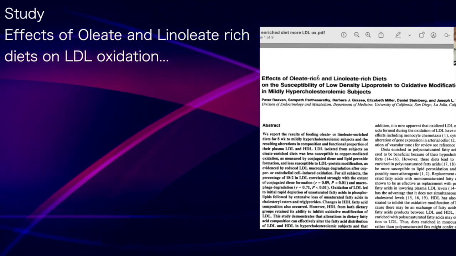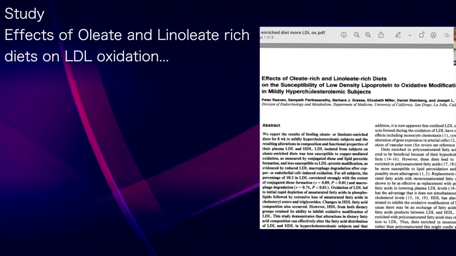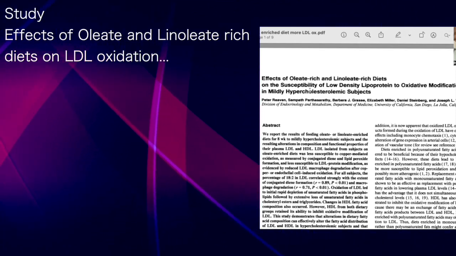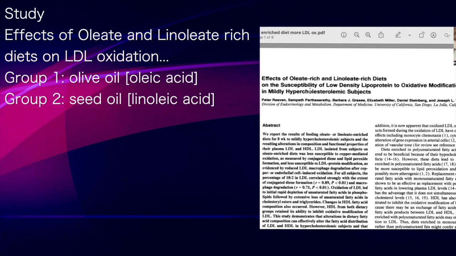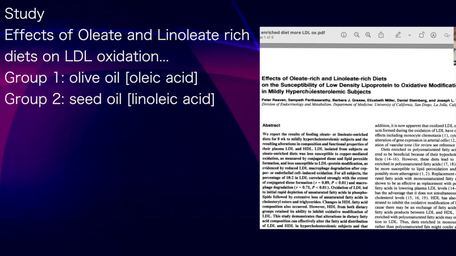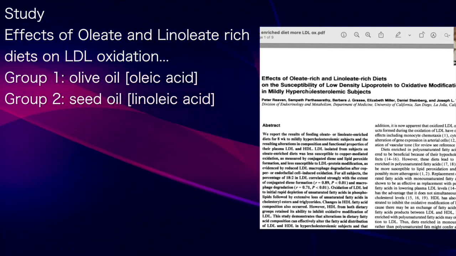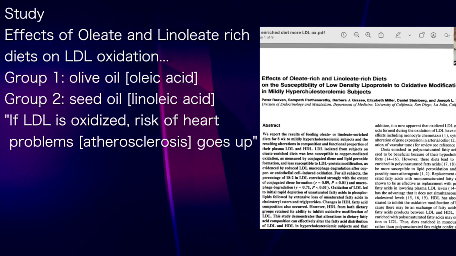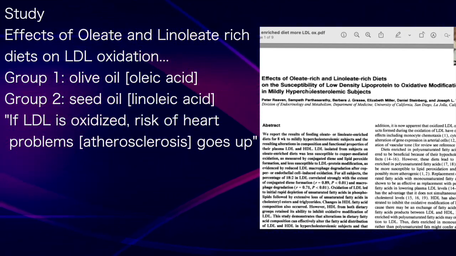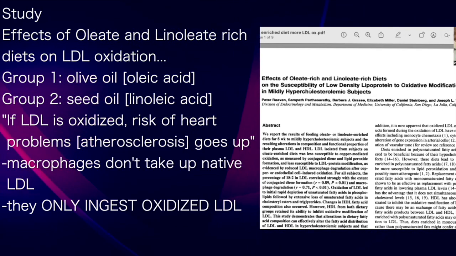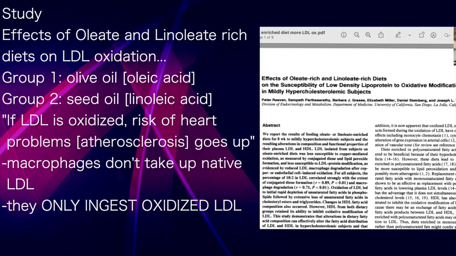The title is Effects of an Oleate-Rich and Linoleic-Rich Diet on the Susceptibility of Low-Density Lipoprotein to Oxidative Modification in Mildly Hypercholesterolemic Subjects. Basically, they're saying we're either going to feed people olive oil, or oils that are high in oleic acid, or we're going to feed them seed oils high in linoleic acid and see how fragile their LDL is. See how susceptible to oxidation their LDL particle is. It is pretty well established within cardiovascular medicine, Western medicine in general, that if your LDL is oxidized, that is a major risk factor, perhaps causative of atherosclerosis. Macrophages don't take up native LDL. They only ingest oxidized LDL in the subendothelial space.